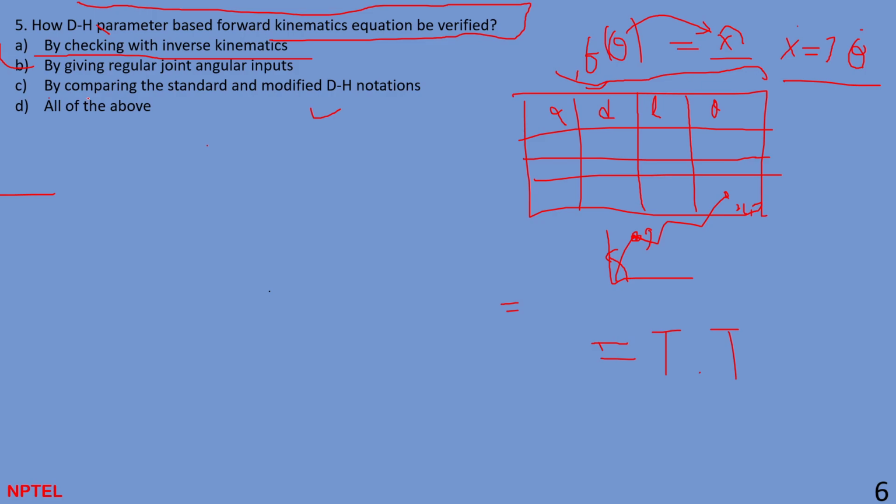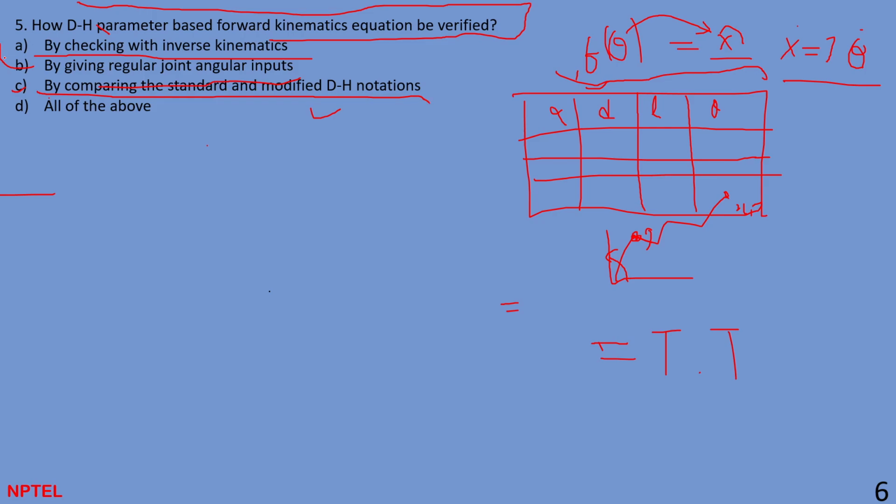You give regular joint angular inputs, and you will get something like a Cartesian velocity. Cartesian velocity, I think you can measure, which you can do. Then coming to option C, by comparing the standard and modified DH parameter. How can you compare a standard and modified DH parameter? You already have one.